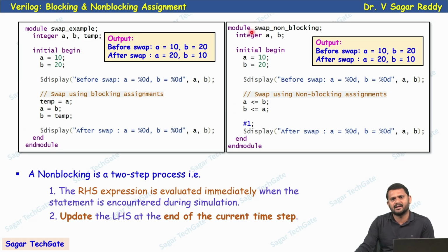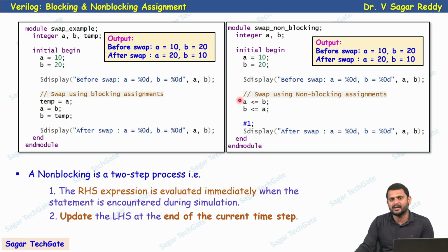So what is that here? Same way here I'll write module name. I declared both variables a, b as integer. Then initial begin, initially it executes first a equal 10, a is updated as 10, b is updated as 20. Just I display this statement before swap, a value is 10, b is 20. Now the swap using non-blocking assignment. Here I'll take a less than or equal to b. So what is the value of b here? B is 20. Okay, it evaluates this expression. It reads the value of b as 20.